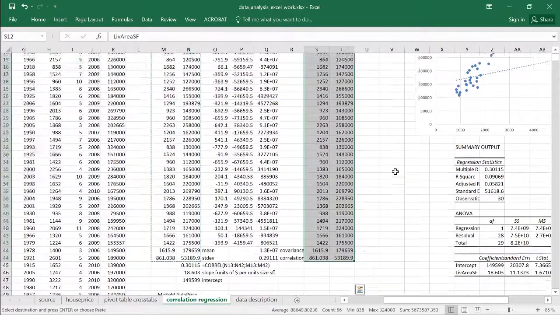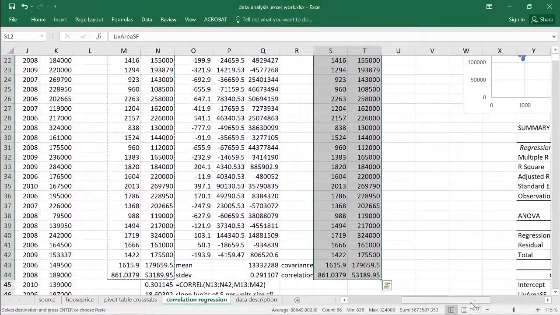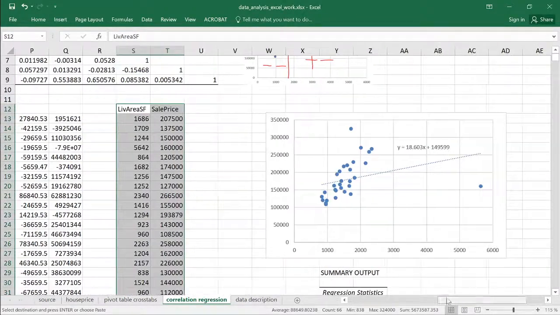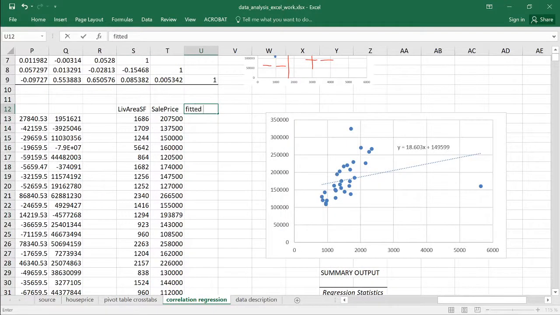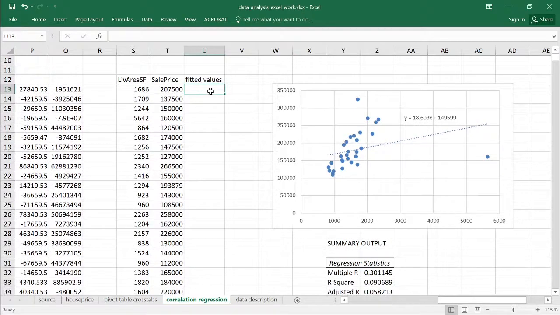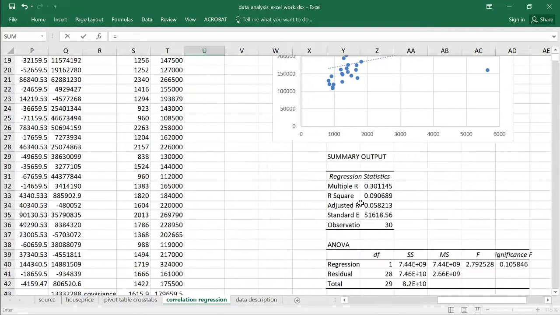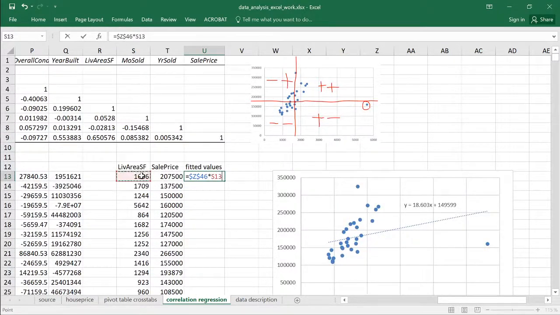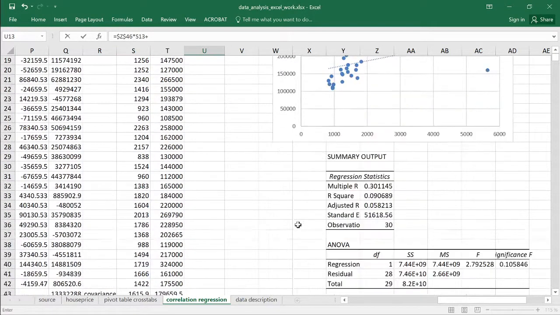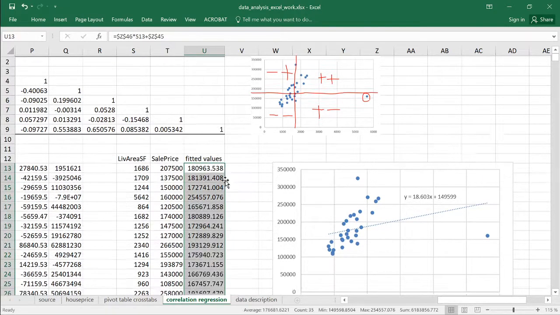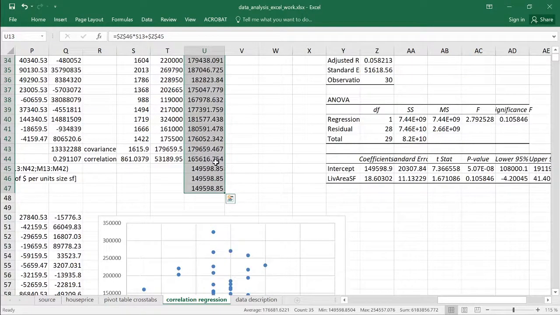So the first thing I would like to make clear is how do we compute the values on the line? And the values on the line are also called fitted values. And they are obtained by using, as the formula in that diagram says, the slope multiplied by the living area plus the intercept. I fixed the slope and the intercept so that I can copy this formula all the way down.